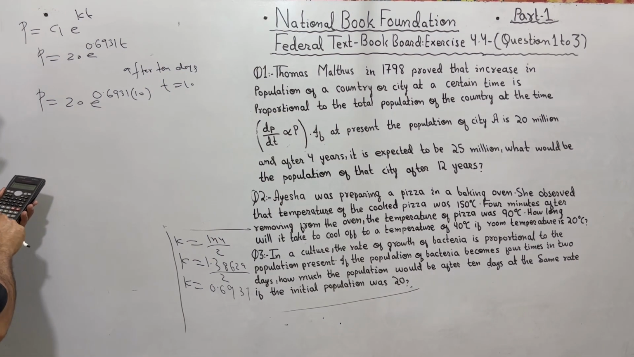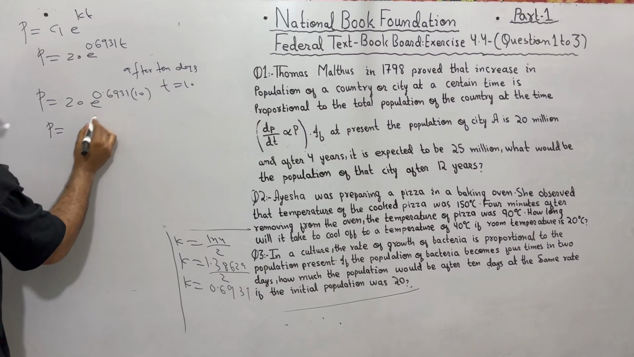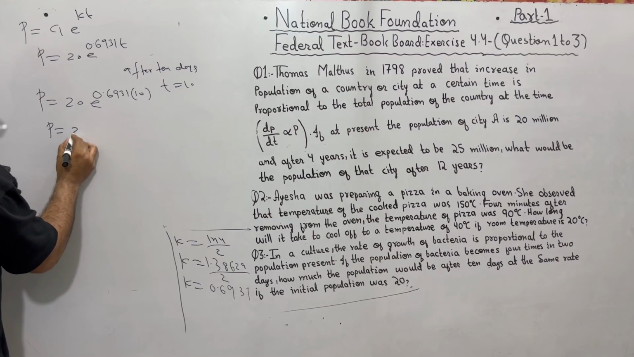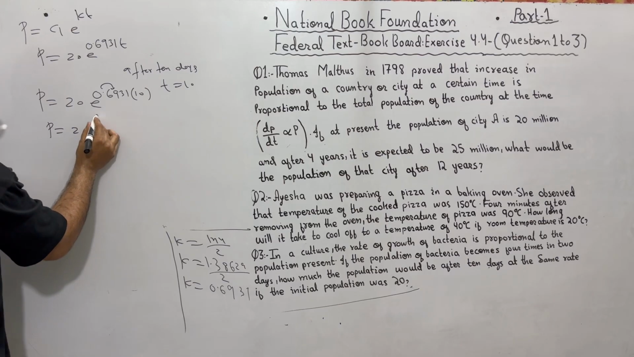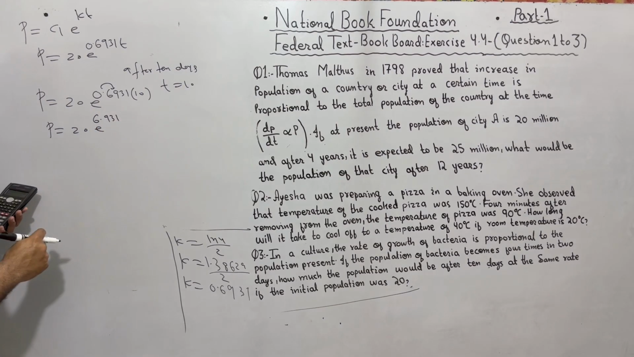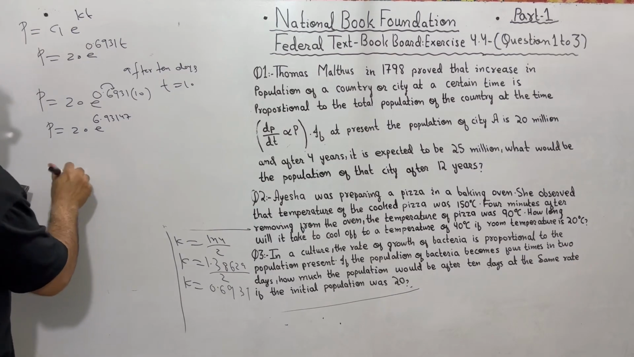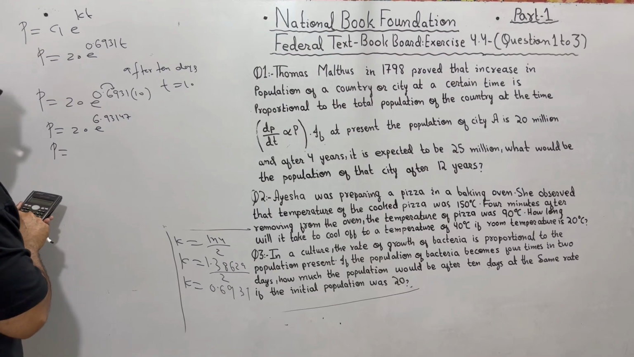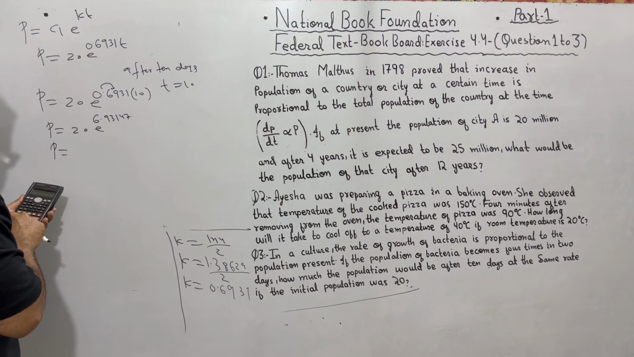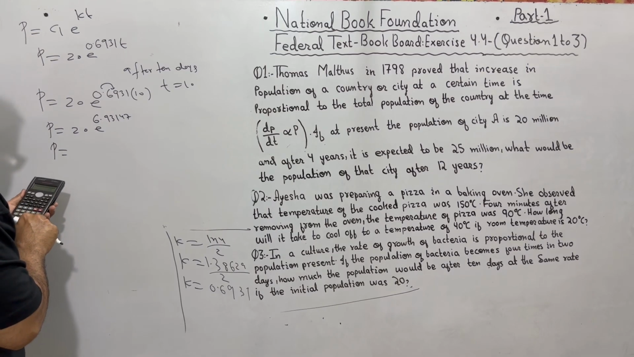Multiply by 10. In that case, I have 6 point, it's good. We are familiar how to multiply with 10 or 100. Just shift one digit here. It will become 6.931, whatever the case is, 6.93147. Just simplify this now. 20 e raised 6.93147.